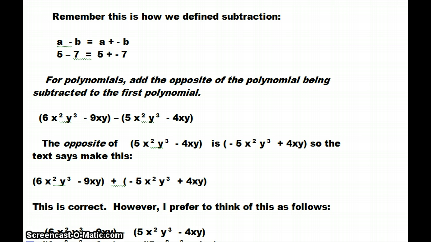We take the opposite of what's being subtracted, so the opposite of b is a negative b, and add it to the first part. So 5 minus 7 becomes 5 plus negative 7. This is how the textbook tells you to subtract polynomials. We have 2 groupings here, and the group that's being subtracted is the second group. They tell you to take the opposite of that group and add it to the first part. So the opposite of the second group is going to be negative 5, x to the second, y to the third, and a positive 4xy. And we add that to the first. At that point, when it's added, we can just drop the parentheses and add up terms that are the same.